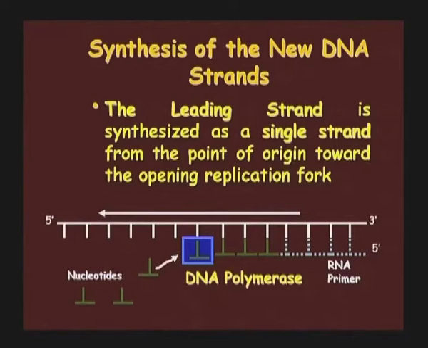Synthesis of new DNA strand takes place, as we understood earlier, in that the leading strand is synthesized as a single strand from the point of origin toward the opening replication fork. The enzyme is again DNA polymerase, and the direction is from 5 to 3.